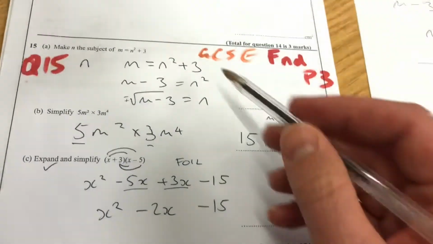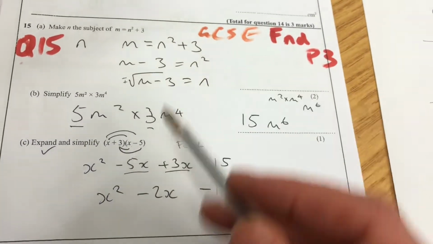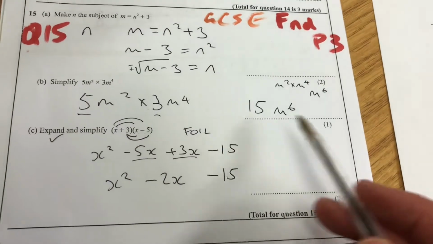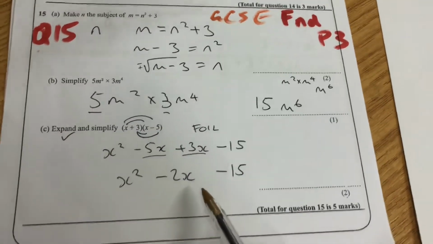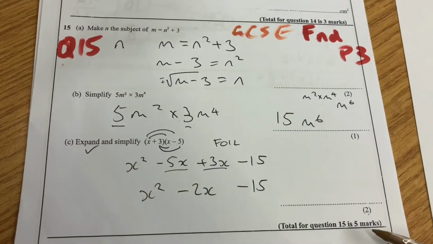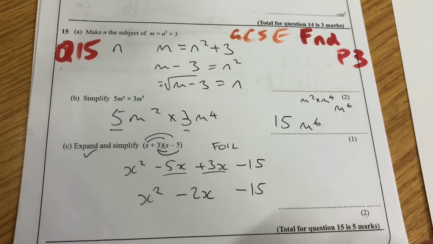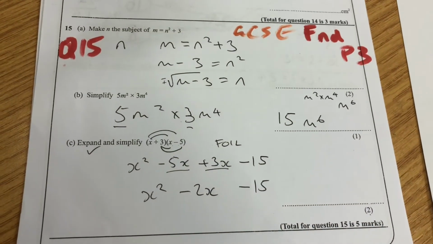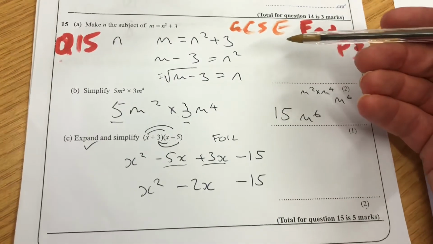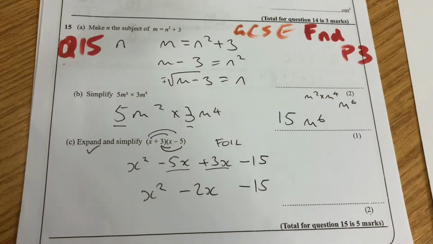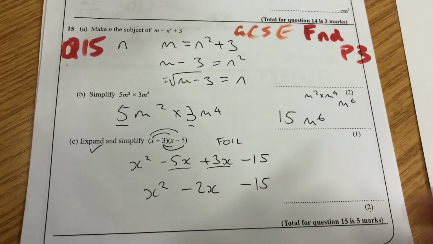So we've managed to rearrange the subject of the formula, combine some indices, and expand double brackets. That should give us 5 marks. We managed to do that in under 5 minutes and without a calculator. So if you've got a calculator paper, do look out for some algebra where you can get quite a good amount of marks without using a calculator.